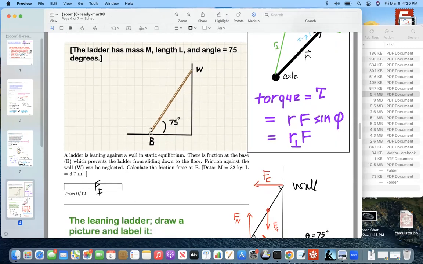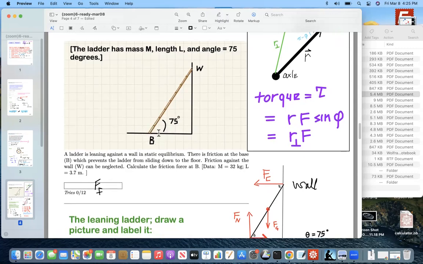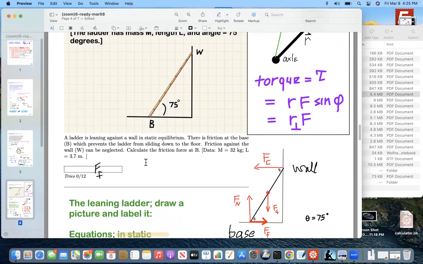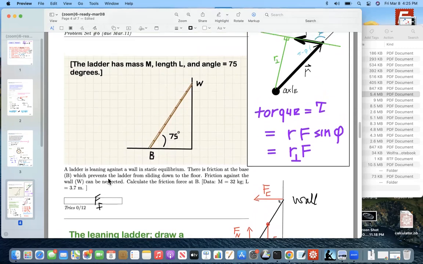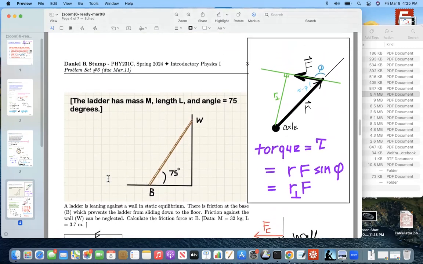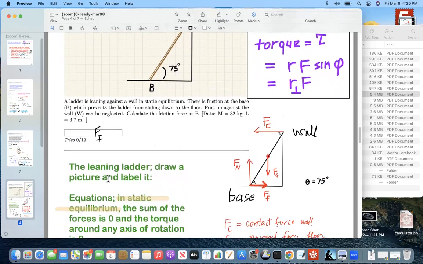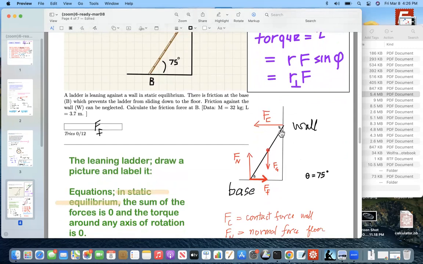Now we want to know what's the force of friction at point B. And some information is given, the mass of the ladder and the length of the ladder. So what we're supposed to calculate is the force of friction. Now, step one is to draw a picture. So here's the picture. Here's the wall, here's the ground, here's the ladder. Okay, that's a start.